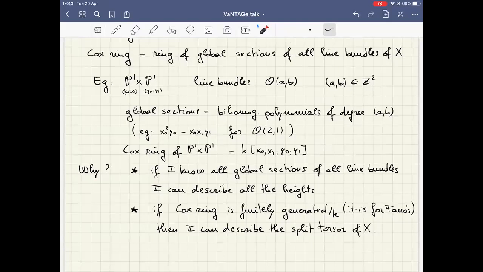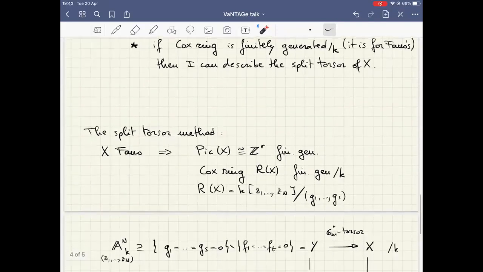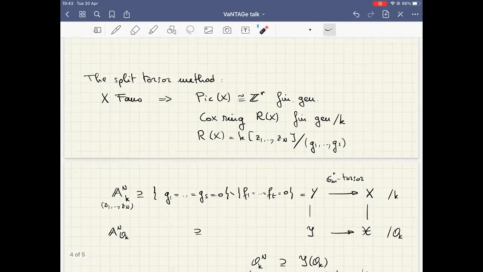All right, so we go to the last part. Well, I guess maybe what you are waiting for. The split torsor method. What is this and how does it work? So small recap, we work with Fano varieties. So we really work in the setting of Manin's conjecture.